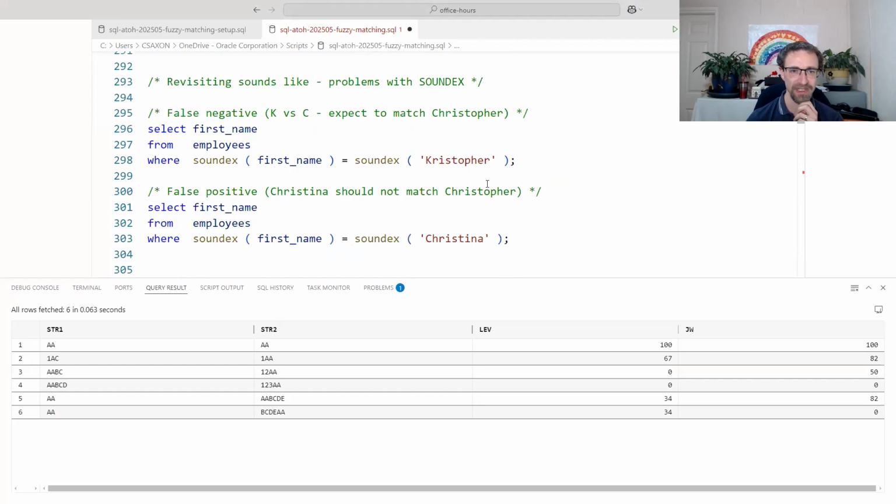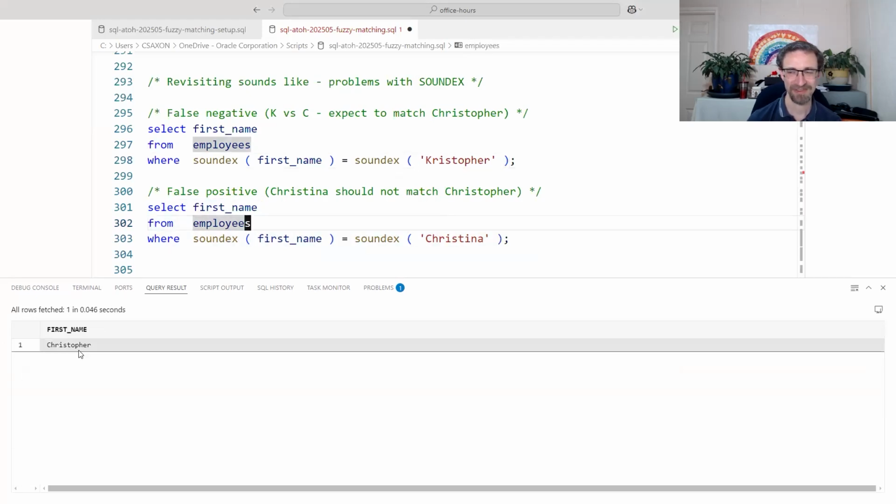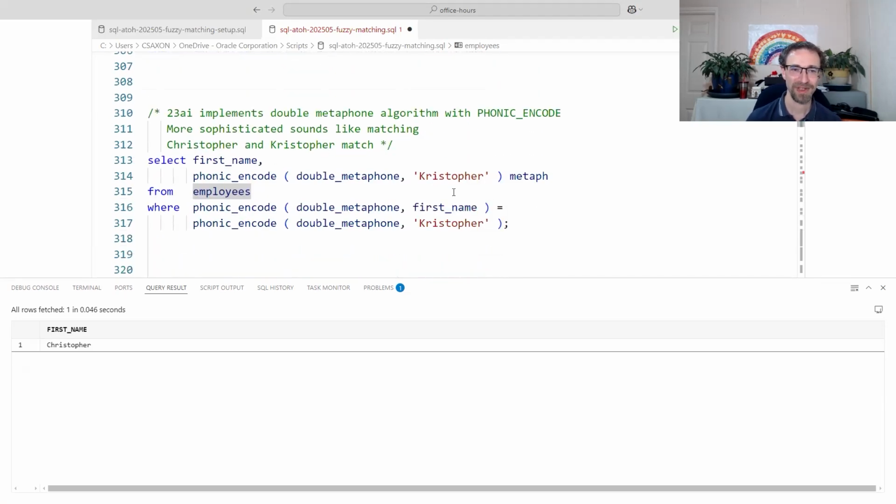All right, so before we get into that, let's just recap quickly on SOUNDEX. The problem with SOUNDEX, right? K is not pulling back Christopher, and Christina is matching Christopher. Both of these are undesirable. So let's look at PHONIC_ENCODE, which uses double metaphone. Now, this has very complicated rules. I'm not even sure what they all are. But this takes into account pronunciation of the words. And with Christopher, it does actually match CH Christopher. K Christopher matches CH Christopher. They map to the same metaphone.